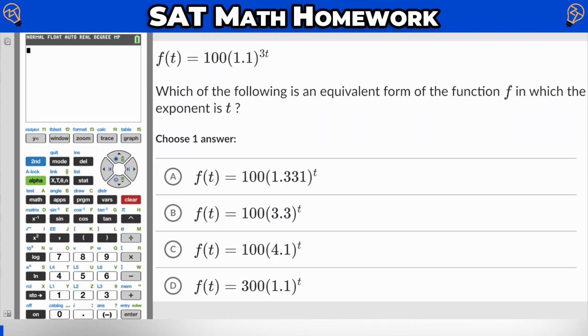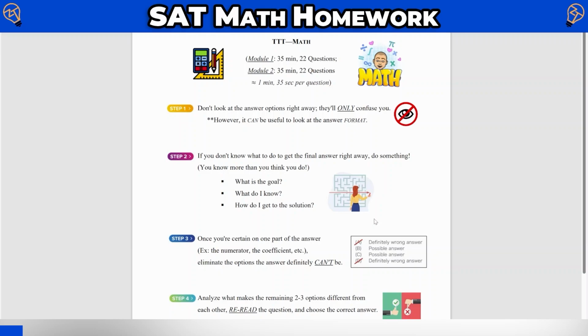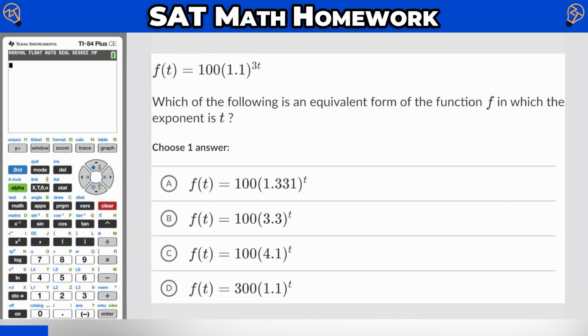So this is one of those rare occurrences where we're going to really depend quite heavily on the answer options. Notice in our Triple T document, I say don't look at the answer options right away, they'll only confuse you. However, it can be useful to look at the answer format. And what we're going to do here is observe that since we're trying to figure out what's equivalent to this equation, we want to see what's different about all the answer options compared with this original.